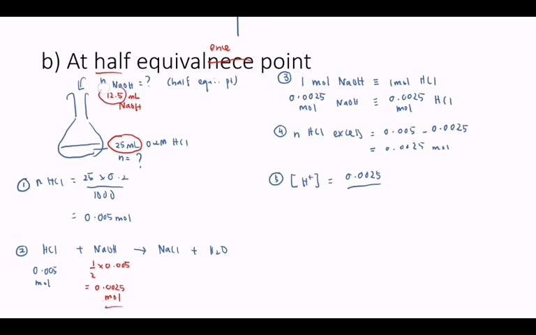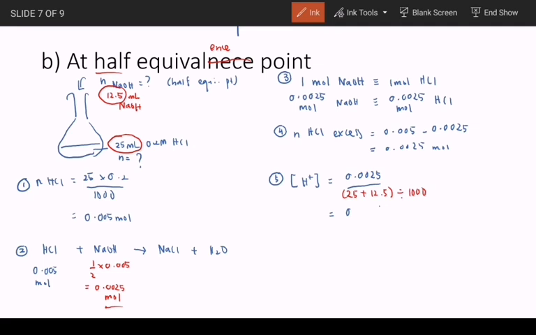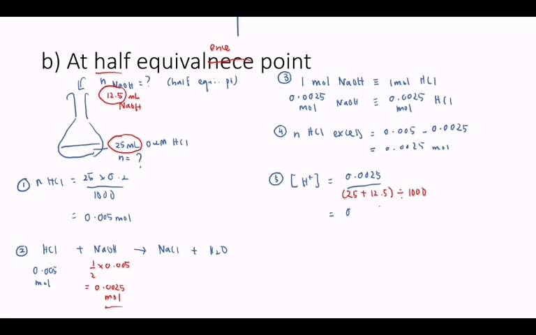So kita tambahkan the total volume. So 25 plus 12.5. So yang ni kena bahagi 1000 eh, sebab molarity volume should be in liter. Concentration of H plus is 0.067. Voila. So from the concentration of H plus excess in the solution, kita boleh cari lah dia punya pH.